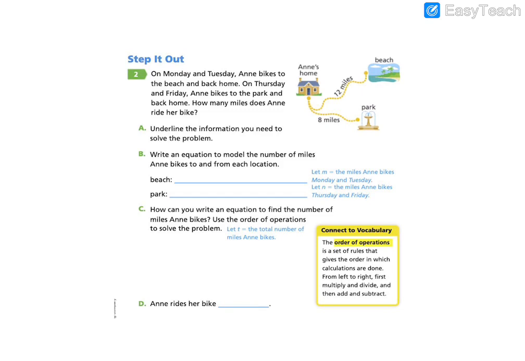Number 2, on Monday and Tuesday, Anne bikes to the beach and back home. On Thursday and Friday, Anne bikes to the park and back home. How many miles does Anne ride her bike? Underline the information we need to solve the problem. Right, so we know on Monday and Tuesday, that's 2 days, she goes to the beach and back home. Right, so 2 ways. On Thursday and Friday, also 2 days, she goes to the park and back home.